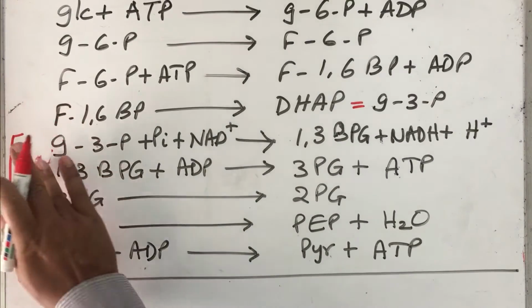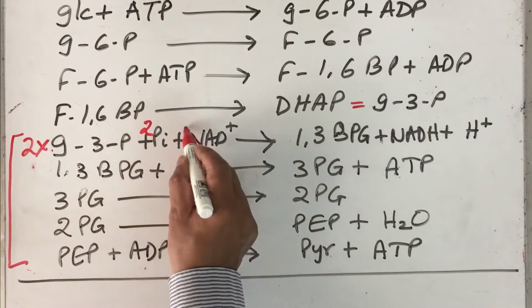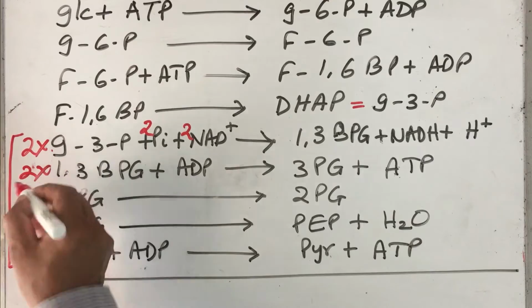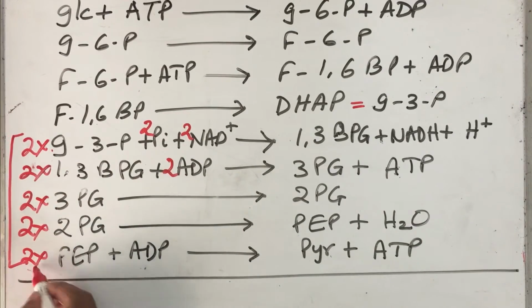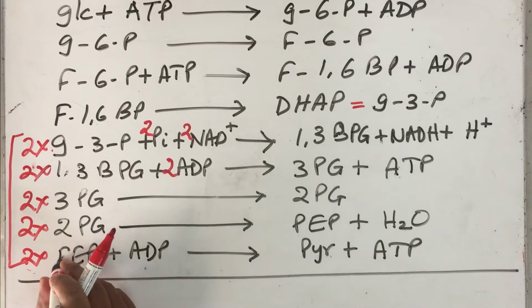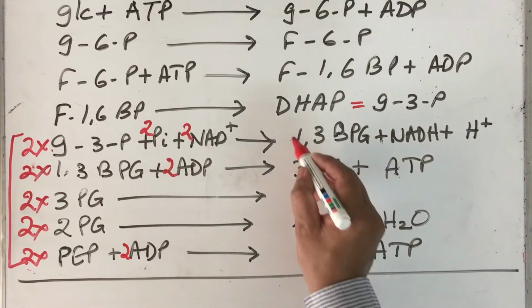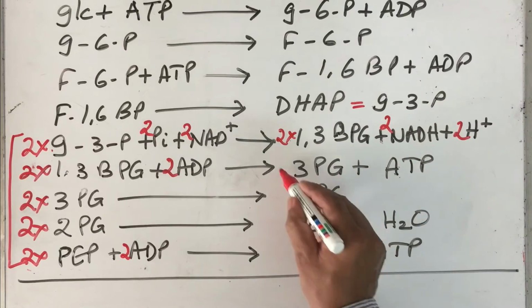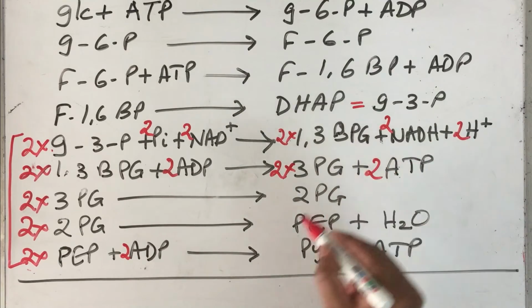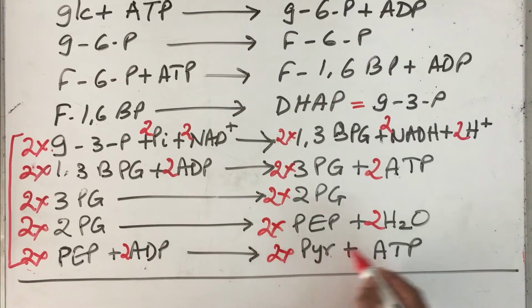So we will write it 2 into this also. 2 Pi, 2 NAD plus, this also 2 into 2 ADP, 2 into 2 into this also, this is phosphoenol pyruvate, this also 2 ADP. Similarly here also, this is also 2 into, this is 2 NADH 2H plus, 2 into 2 ATP, 2 into 2 PG. Excellent. So now it is ready.